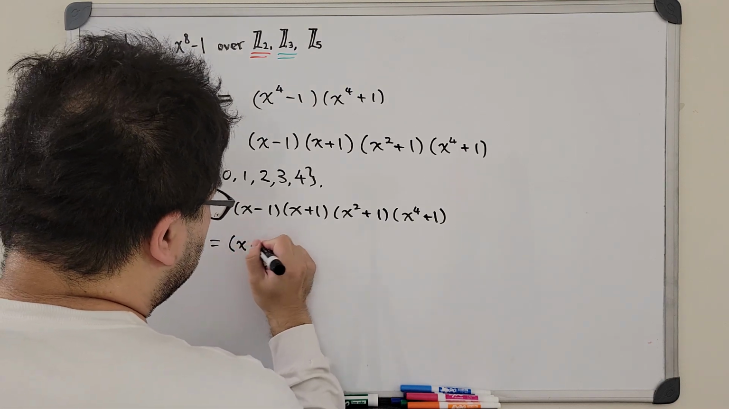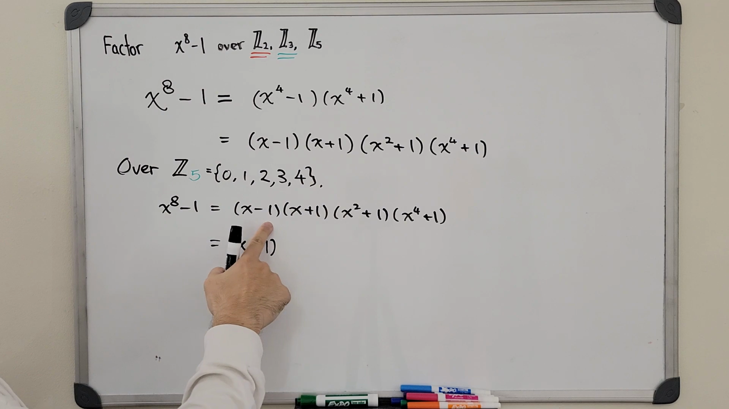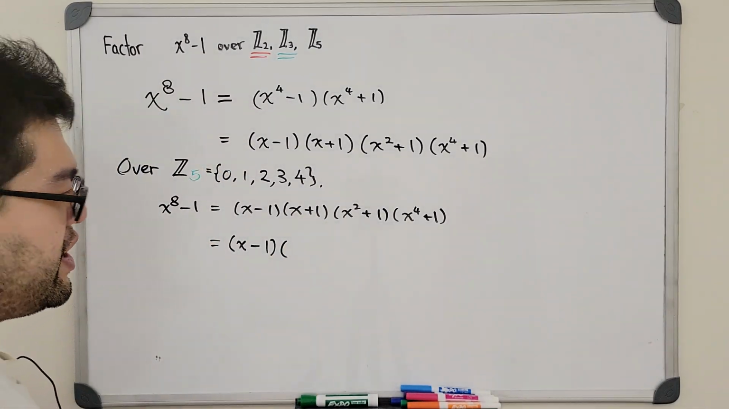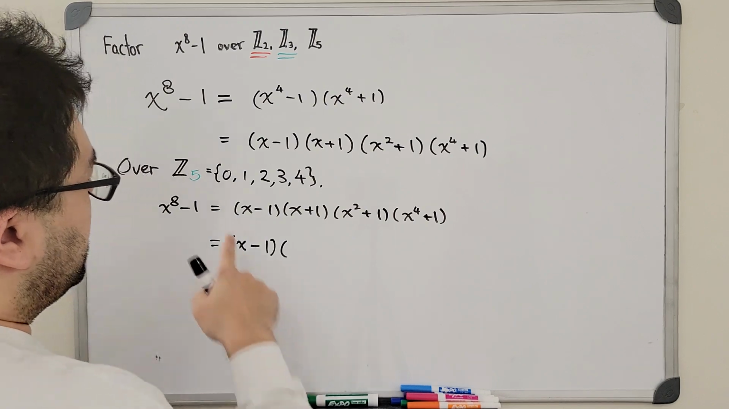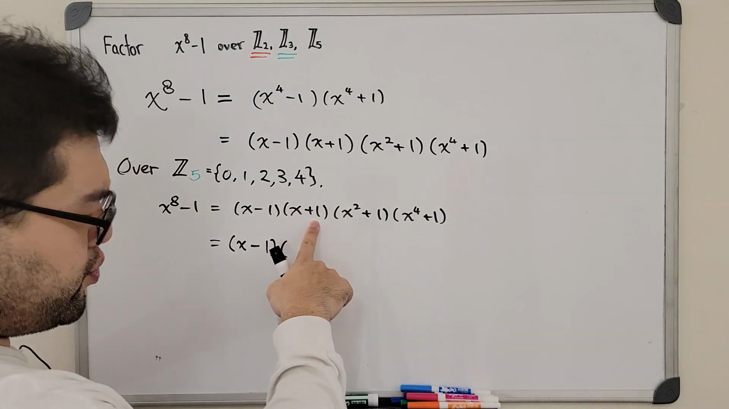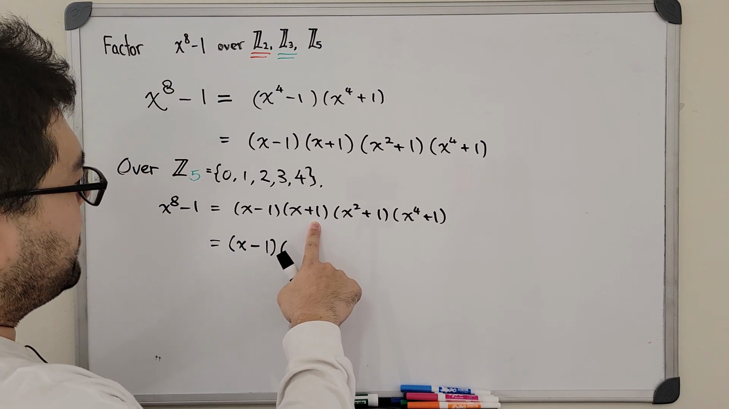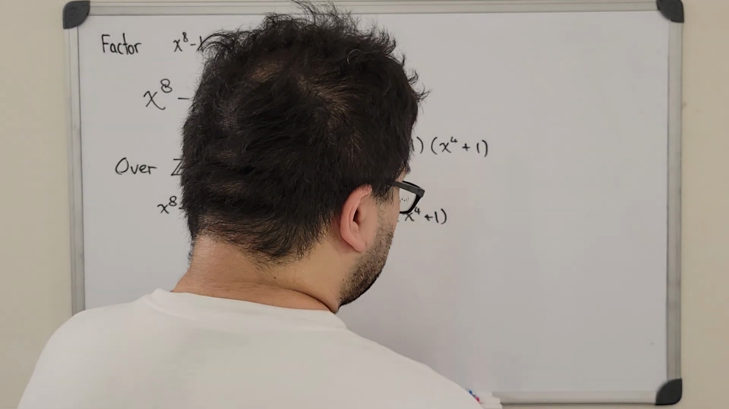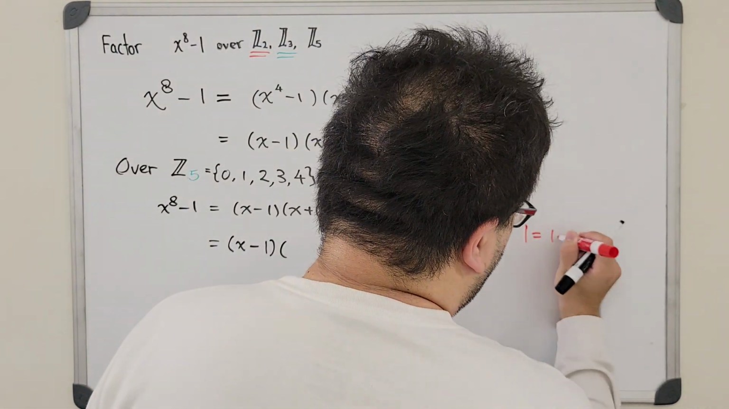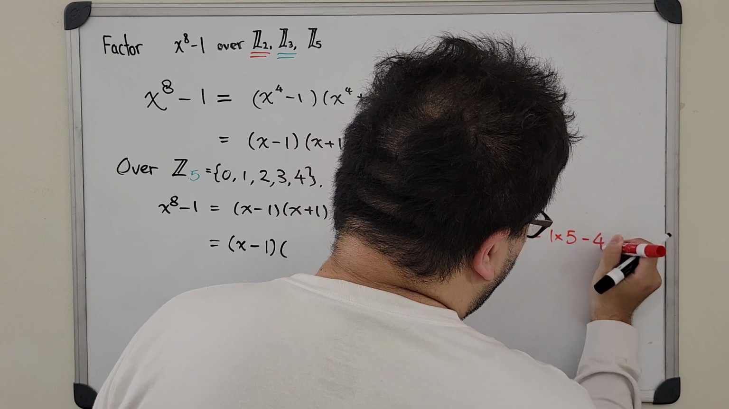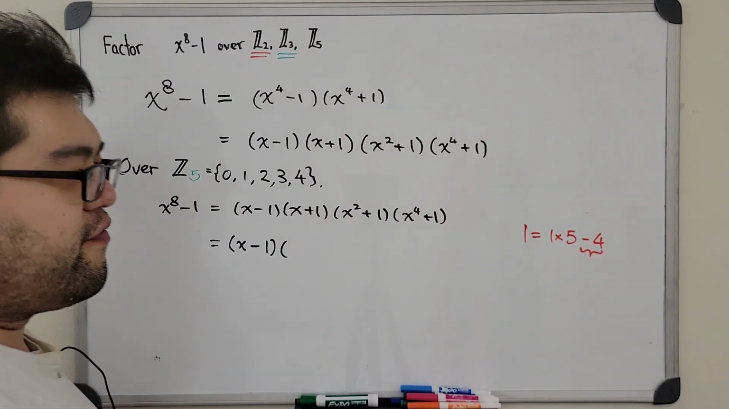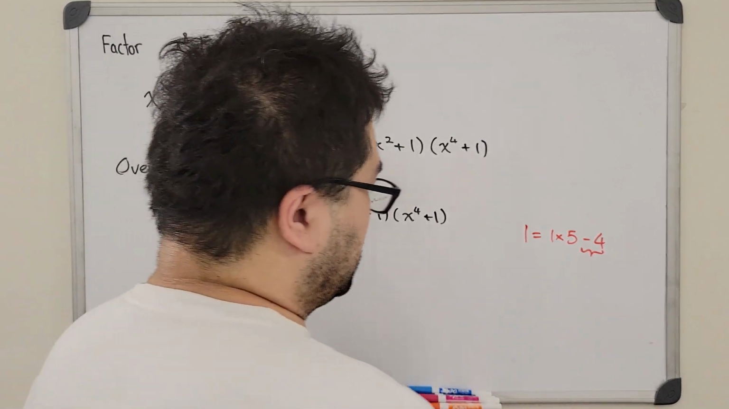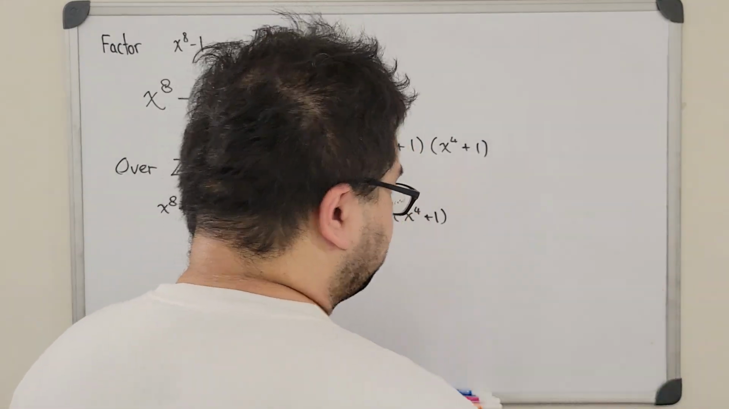So in this case, we'll rewrite, of course, the first one as it is. Then for the plus sign, we'll just change it to negative. And in this case, +1 will be the same as -4. And again, that is because 1 is equal to 1 times 5 minus 4. So it means -4 will have the same remainder as +1. So -4 will be equivalent to 1 in our situation.